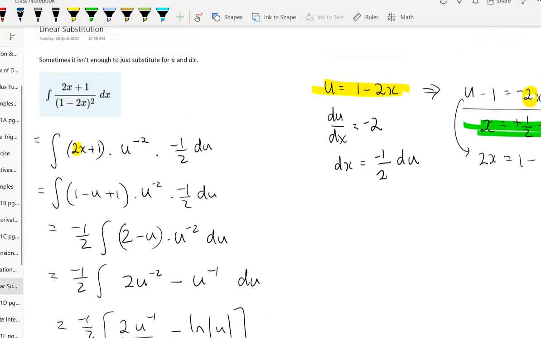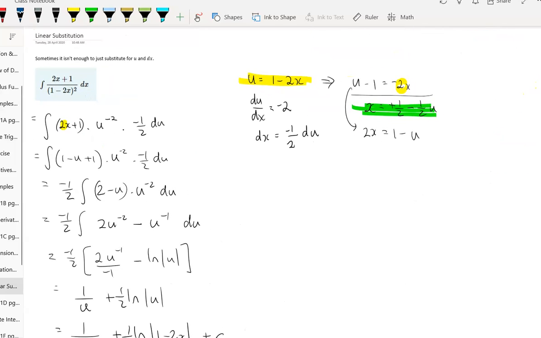So just recapping very quickly, when you're substituting out a linear function, just be aware, it has to be a linear function. Sometimes you might need to rearrange it to express it in terms of x in order to get rid of all the x's in your integral, and so you're only integrating with respect to u.